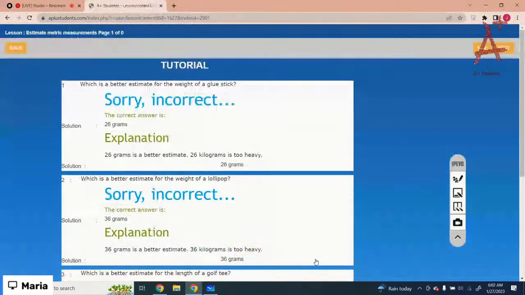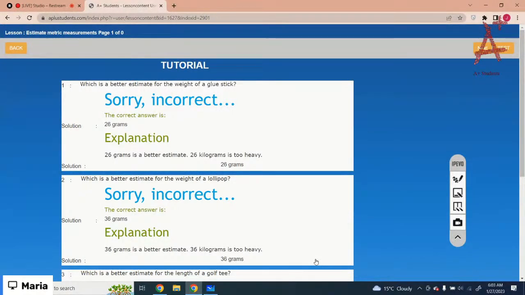Okay, here I'm on the grade 6 maths. The chapter name is unit of measurements and the lesson name is estimate metric measurements. Let's start with the first example, which is a better estimate for the weight of a glue stick. You are given 6 grams or 26 kilograms. Kilograms is too heavy. That means it is 26 grams. Got it?